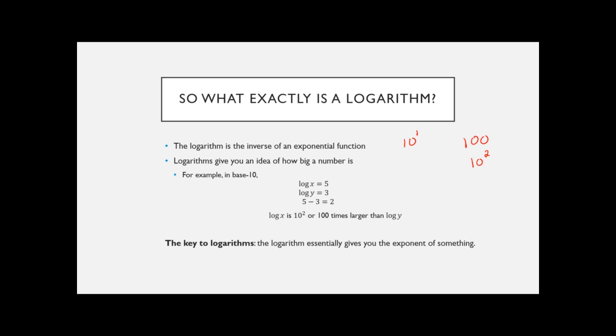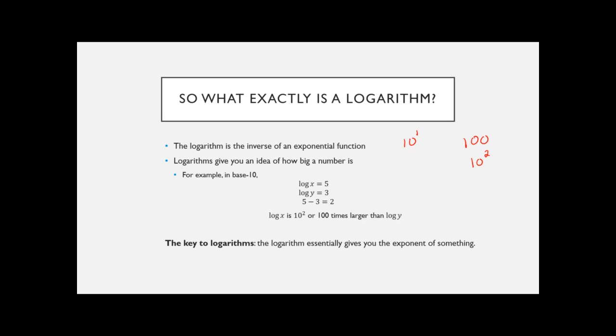So there's another example here. If you have two numbers, x and y, and one has a log of 5, the other one has a log of 3, the difference between those is 2. And if this is a base 10 log, that means that it's 10 to the 2nd power times larger, or 100 times larger. We don't know what the actual numbers are, but we know how many times bigger the one is from the other. That's what the logarithm is telling us.